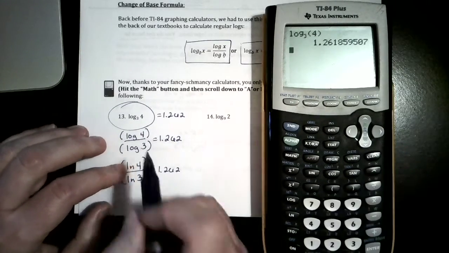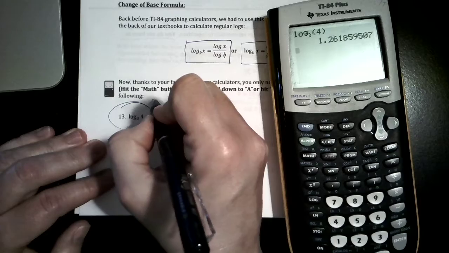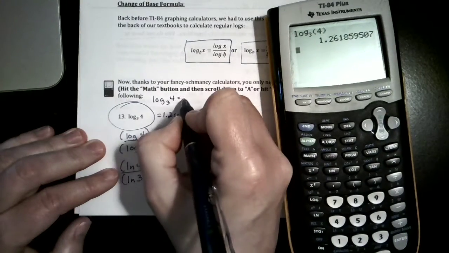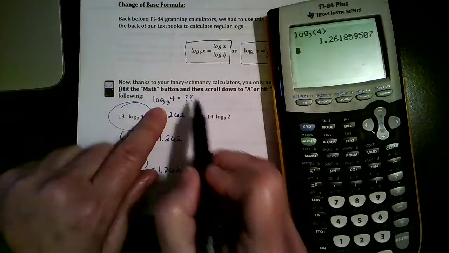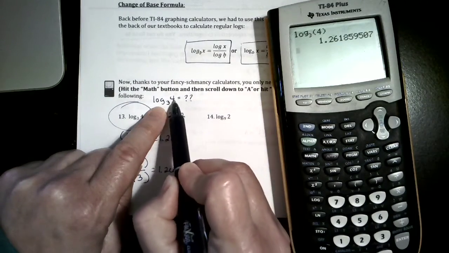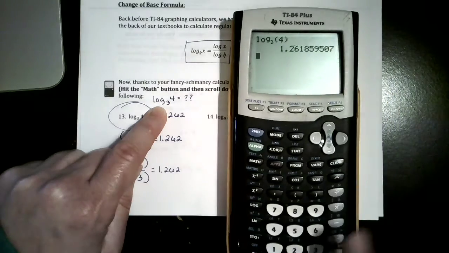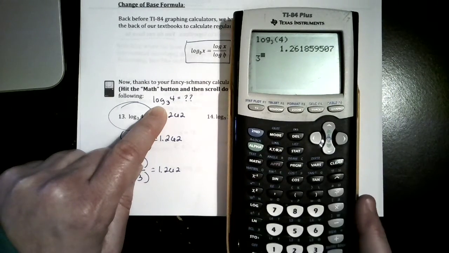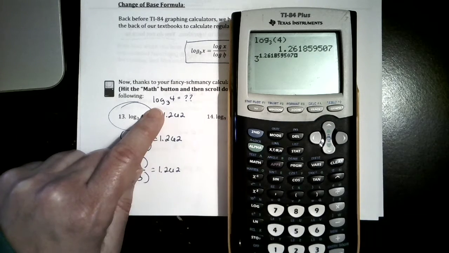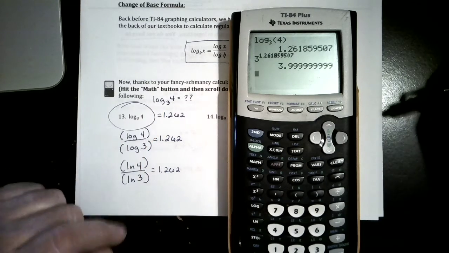Now I want you to think about this. This log of 4 to the base 3, that means, I don't know what that's equal to. Well, I do know now. That means that 3 raised to that answer that I just got is going to give me 4. So I'm going to double check it. I'm going to do 3 raised to that big long answer. Remember, we don't want round off error, right? So 3 raised to the answer that I just got. That should give me a 4. Well, 3.999999 is pretty darn close to 4.